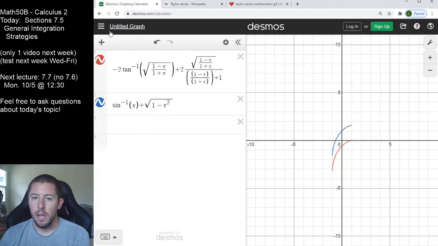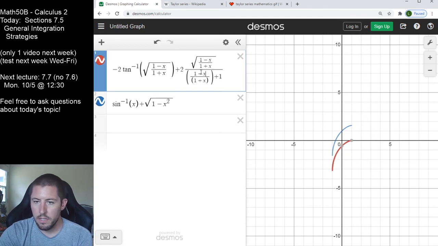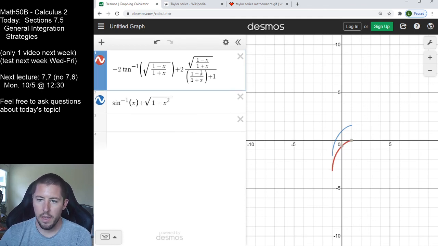So I have typed each of these expressions into Desmos. Here's the result that we got: -2 tan inverse of the crappy square root expression, plus 2 times, and none of these parentheses actually need to be there, right? We're all within that square root term right there. That was all squared, right? So that's the plus 2u over u squared plus 1. That was the result that I got from the book previously. Here is the first answer that we got, sine inverse plus square root of 1 minus x squared.